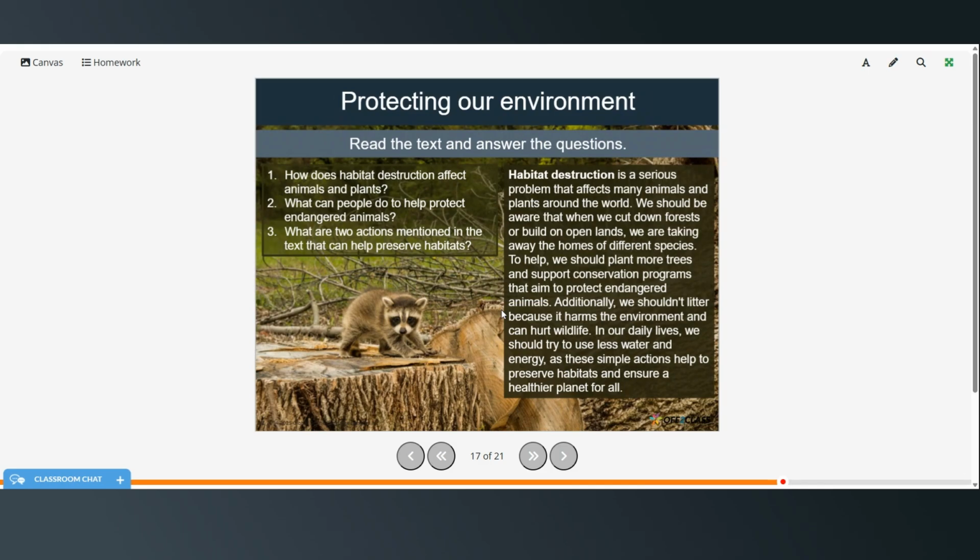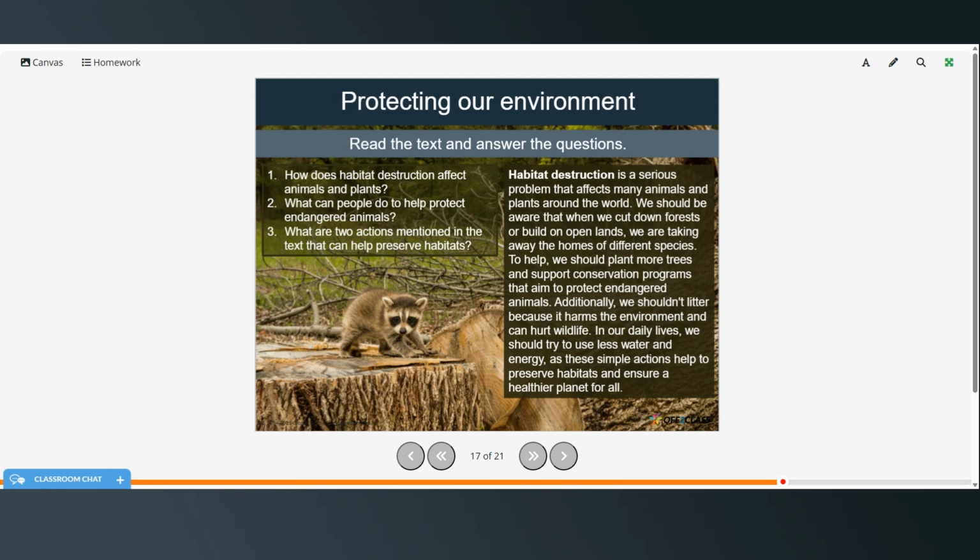So now you can read the text and follow along as I read and then answer the questions. Habitat destruction is a serious problem that affects many animals and plants around the world. We should be aware that when we cut down forests or build open lands, we are taking away the homes of different species. To help, we should plant more trees and support conservation programs that aim to protect endangered animals.